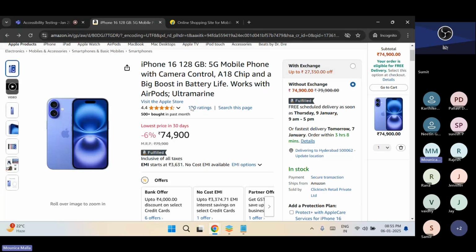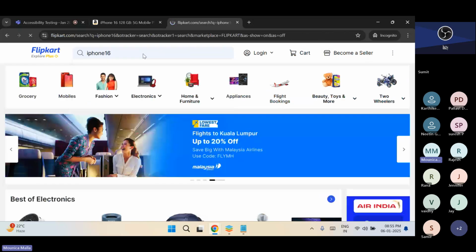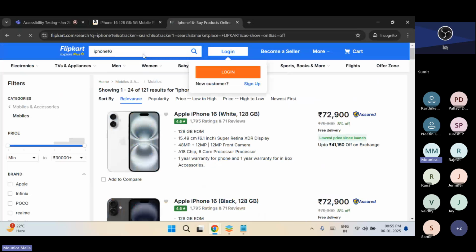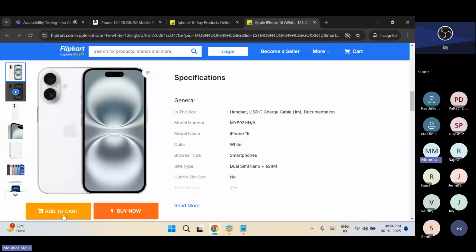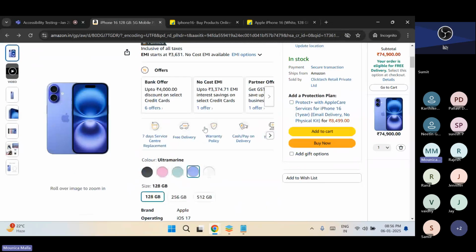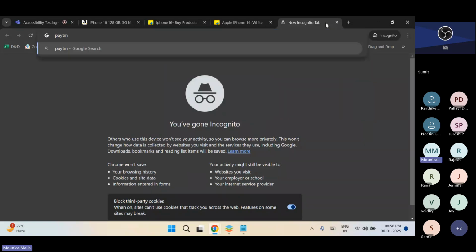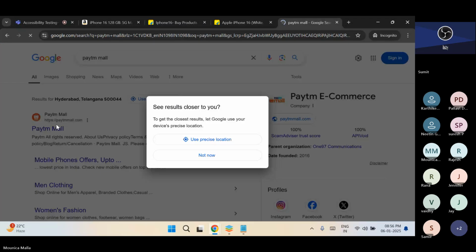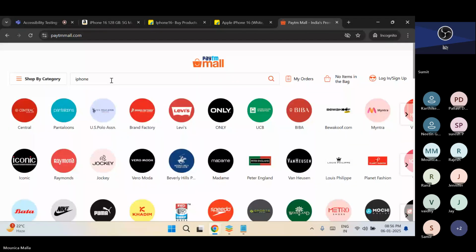Now you can compare this with any 2 websites, like I can go to Flipkart and also search for iPhone 16. Step 1. Step 2 is figure out something in the search results. And here also I have add to cart and buy now, same as what this one did, right? Same. Let's try in some other application. Let's say Paytm Mall. And let's say I wanted to search for, I don't know if they sell iPhone 16 or not.